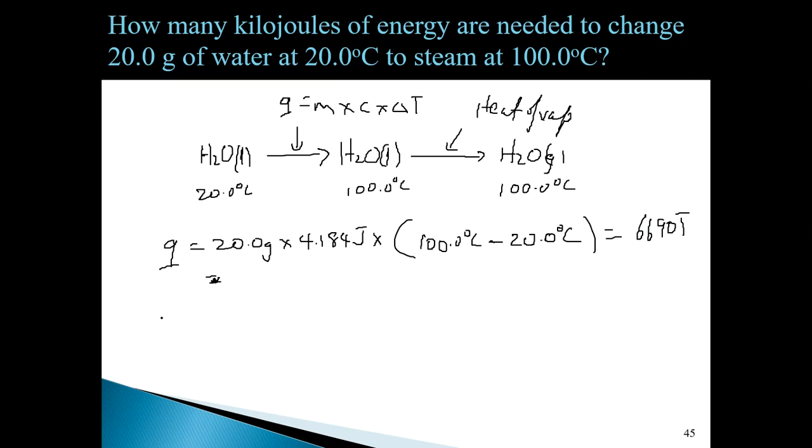And then to calculate the other part, the heat of vaporization part, the heat required in that case would be equal to the mass, which is 20.0 grams, multiplied by the heat of vaporization, which, as I said before, is 2259 joules per gram. So 2259 times 20, and that gives you 45180. In fact, I'm sorry, 45200 joules, because we have to round off to 3 sig figs.